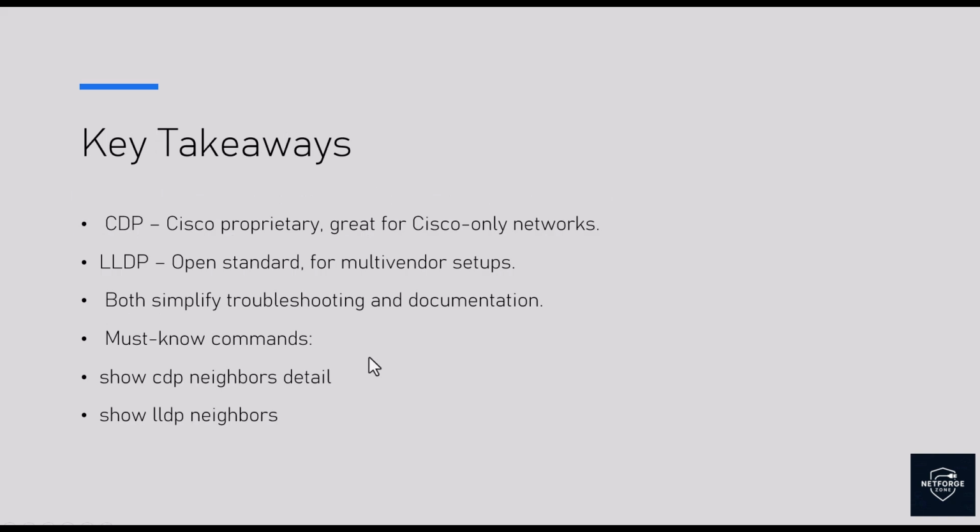So what do we have from this session? We have CDP as Cisco proprietary, which means Cisco specific, great for Cisco-only networks. And you know that in most situations, we have a combination of devices from different vendors, so CDP is not going to be ideal for all of them. LLDP would be, because this is an open standard with multi-vendor support. And we need these protocols for discovery of the devices around us so that we can do troubleshooting much easier, and of course the documentation is going to be much easier for us.